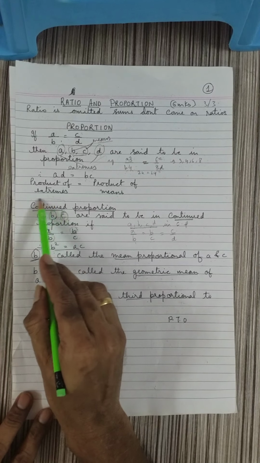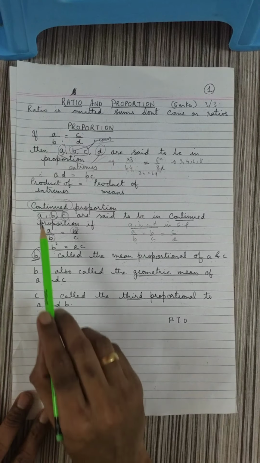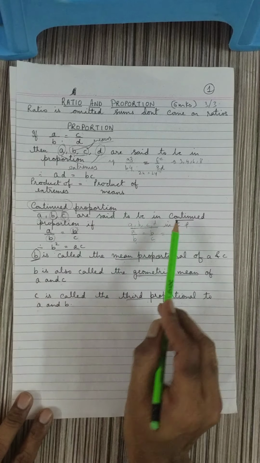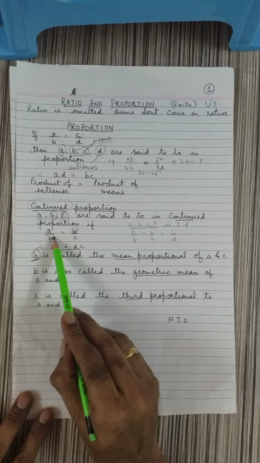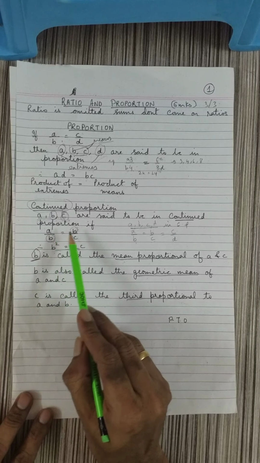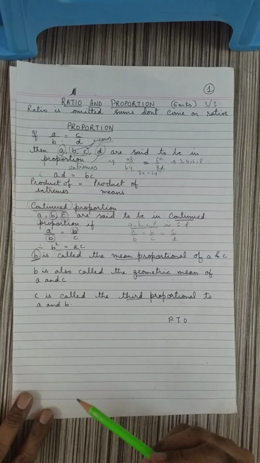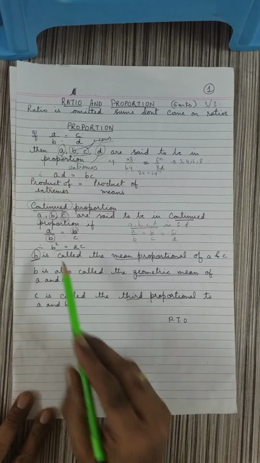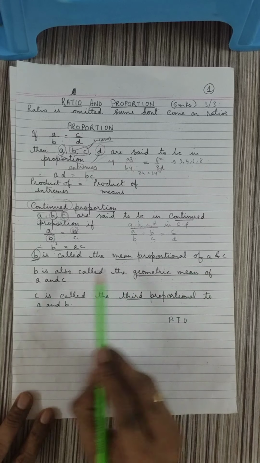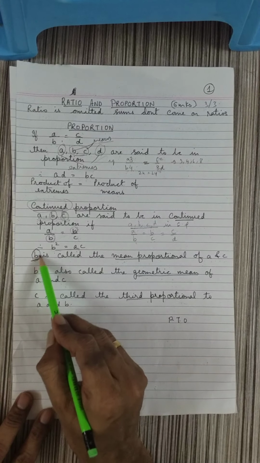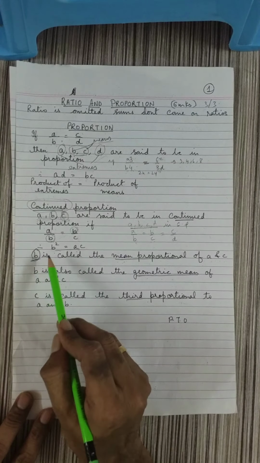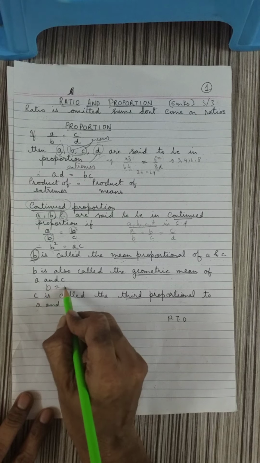Now we come to what is called continued proportion. A, B, C are said to be in continued proportion if A upon B is equal to B upon C. The denominator in the first fraction should be the numerator in the second fraction. So you get B square is equal to AC. B is called the mean proportional of A and C, and B is also called the geometric mean of A and C. So note that B is called that, not B square. That means B is nothing but square root of AC.